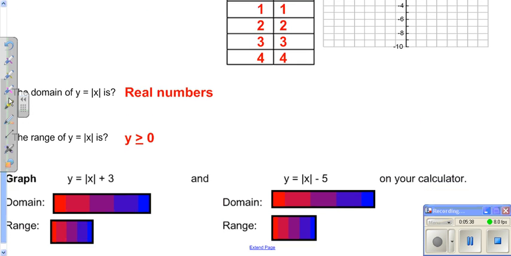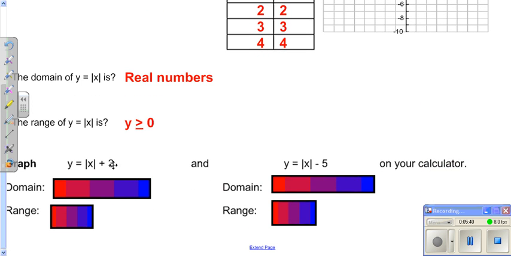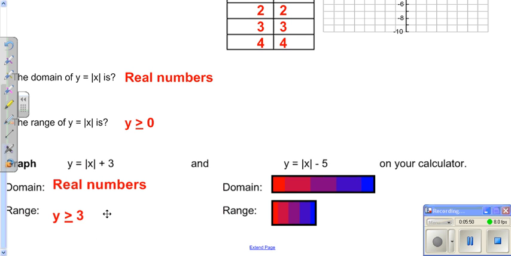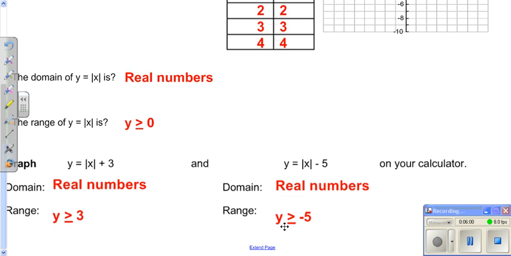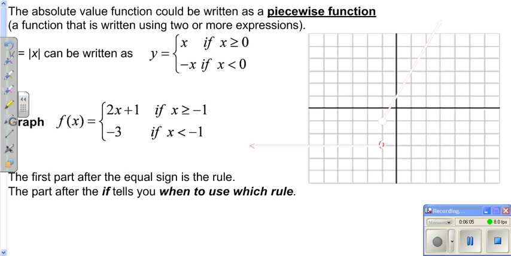Now, if you graph this on your graphing calculator, you'll notice your domain doesn't change, but that plus 3 really just moves it 3 units up, so your range is greater than or equal to 3. Here, your minus 5 really just moves it down 5 units, so it's still the shape of a V, so it's all real numbers, but y is greater than or equal to negative 5, because it starts at negative 5 and goes up forever.